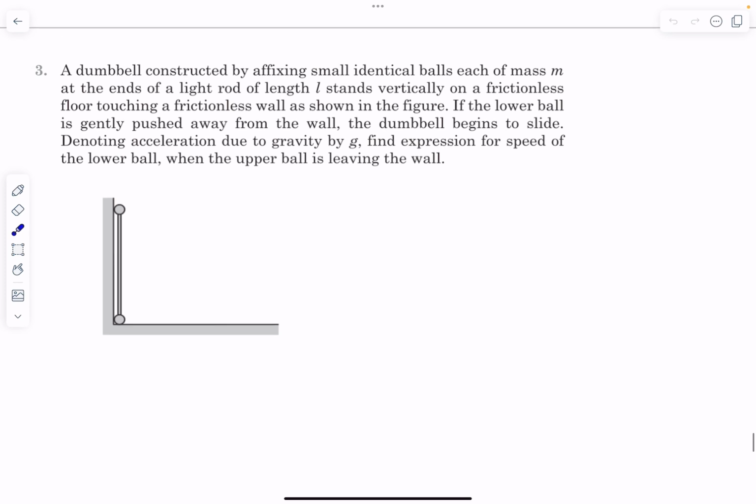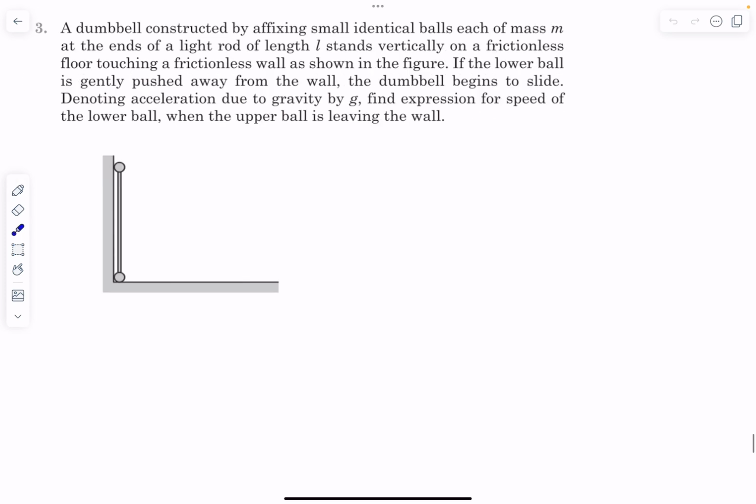So the next problem is CYU3 from work power energy. Here we have a dumbbell that is constructed by 2 small balls of mass M attached with the help of a light rod whose length is L, and it stands vertically on a frictionless floor, touching a frictionless wall as shown in the figure. If the lower ball is gently pushed away from the wall, the dumbbell begins to slide. Denoting the acceleration due to gravity by g, we have to find the speed of the lower ball when the upper ball is leaving the wall.